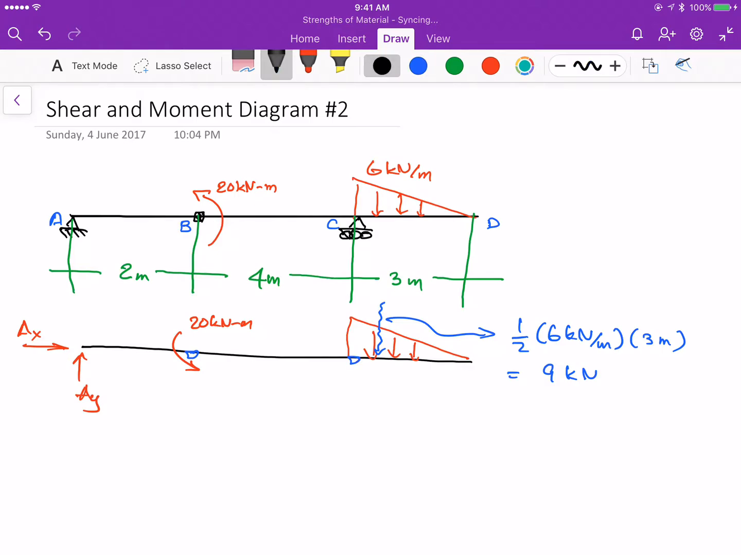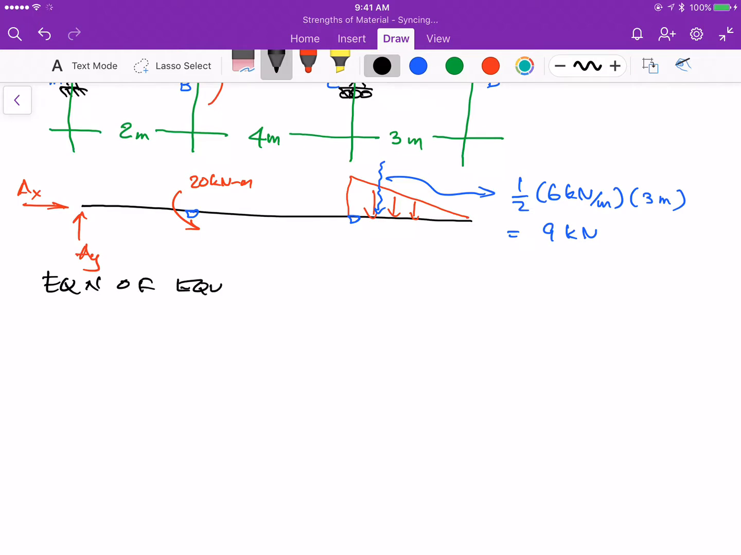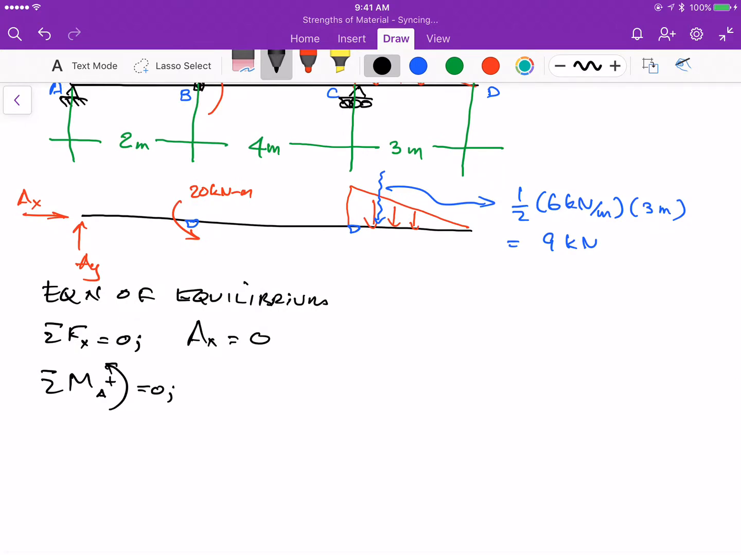So let's go ahead and do the equations of equilibrium. I do my summation of forces in the x direction, and I know in equilibrium it is going to be 0, and I have AX equals 0. And now let's do summation of moment at point A, and call that positive. At A, I have a 20 kilonewton meter, and that is in the positive direction. And I also have, yeah, messed it up, I should have CY here. So I have CY, and that's pointing in the positive direction as well.